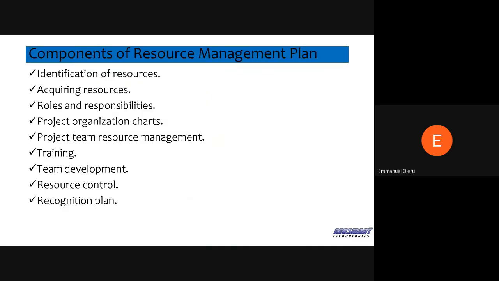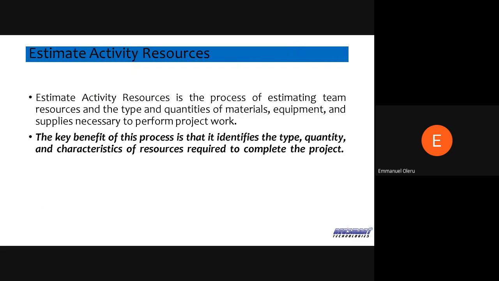So, key components of the resource management plan are the key things you need to see: identification of resources, basically how you get resources, acquiring resources, roles and responsibilities, project organization chart, project team resource management, training, team development, resource control, recognition plan, and so on. We'll talk about some of these things as we go, but these are some of the key things you would need to have in your plan.